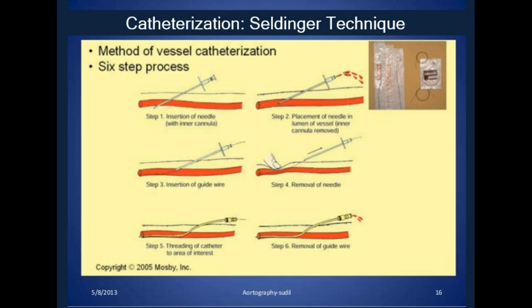Another technique is known as a cut-down, in which an incision is made over the vessel and the tissue is dissected down to expose the vessel for direct visualization. The catheter is then positioned in the same manner as the percutaneous Seldinger technique.